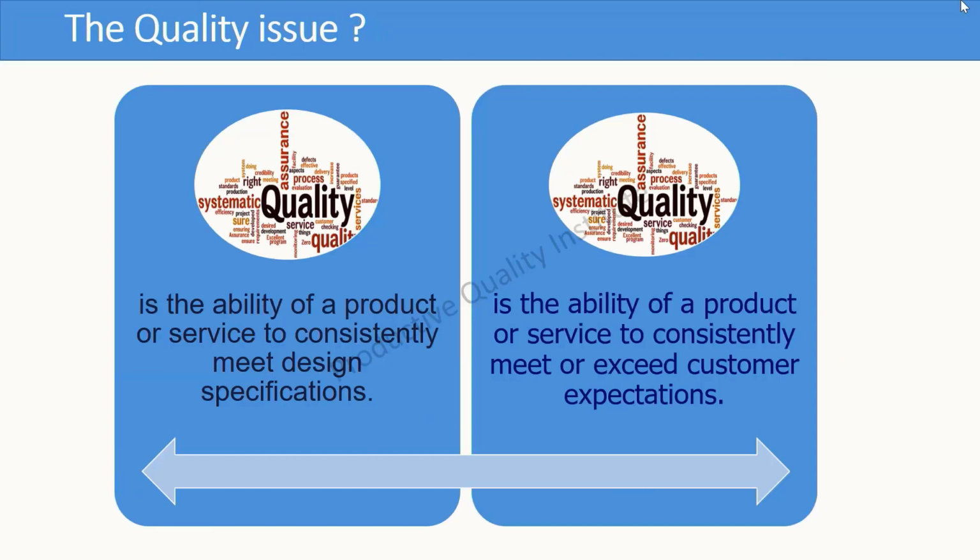What is quality from the product point of view? We can say it is the ability of a product or service to consistently meet design specifications. Consistently is the magic word in this definition, not only meet design specifications. However, we can say it is the ability of a product or service to consistently meet or exceed customer expectations. Quality is not the best thing forever, but it is meeting customer specifications without outliers and consistently.